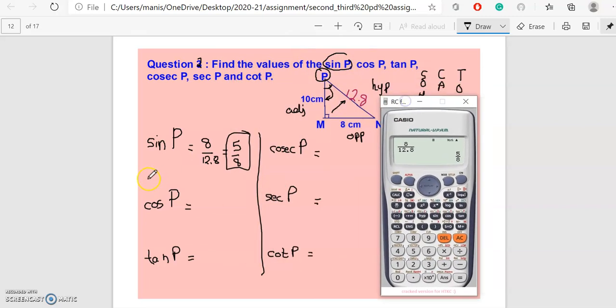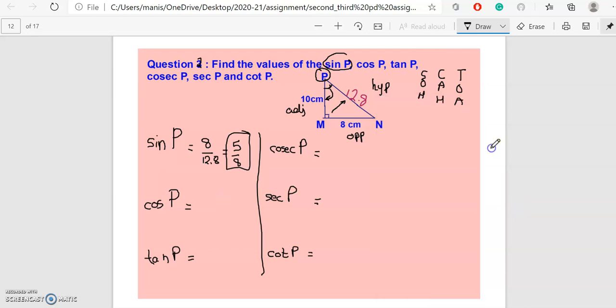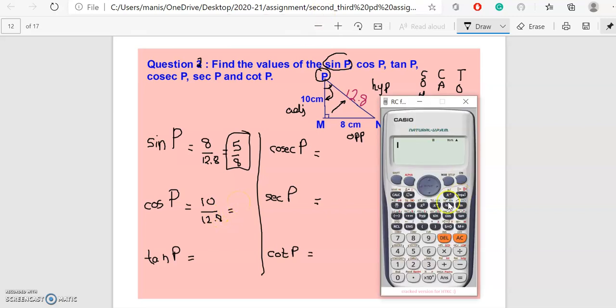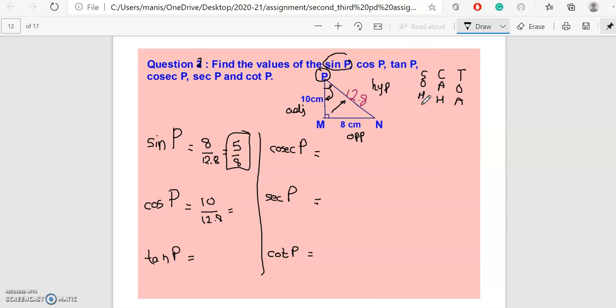So now let's go to the next one. Alright, let me clear this. The next one over here says cosine p is what? Adjacent over hypotenuse. Adjacent is 10, hypotenuse is 12.8. So 10 over what? 12.8. Again I will use a calculator. So it is 10 divided by 12.8. You all need this calculator. 25 over 32. Now do not ask how I got it. The calculator has given me the answer. 25 over what? 32.